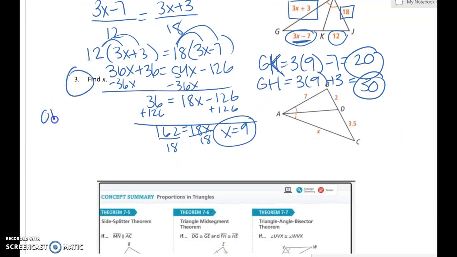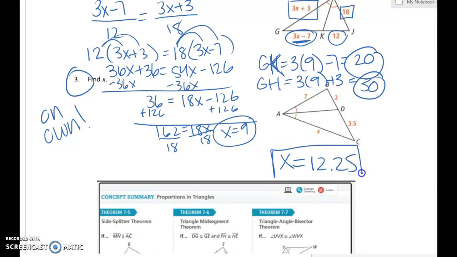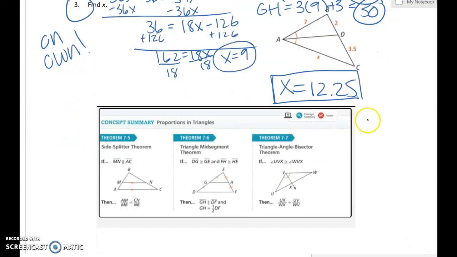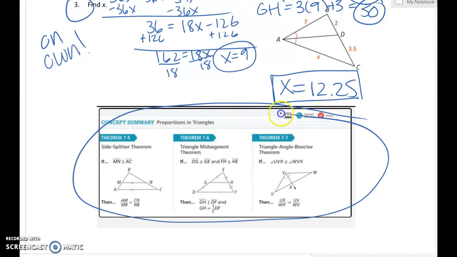Number 3, try on your own. However, I will tell you the answer so you can check your work. You should get x equals 12.25. All right, these are the 3 major theorems we did. Again, you don't need to know the names. I will never quiz you on the names, but you'll have to be able to use them.